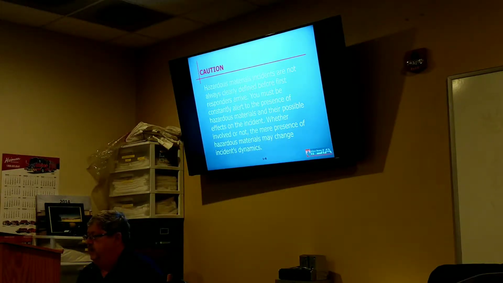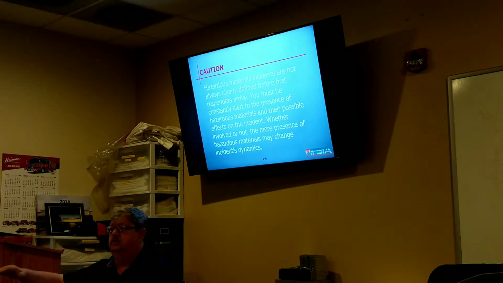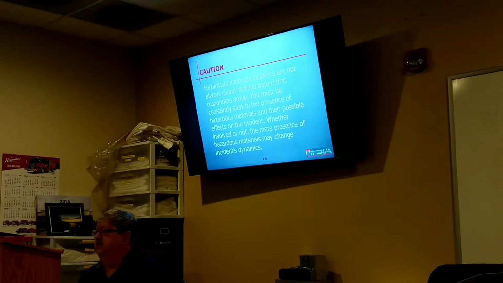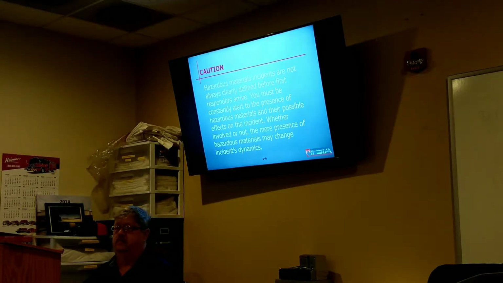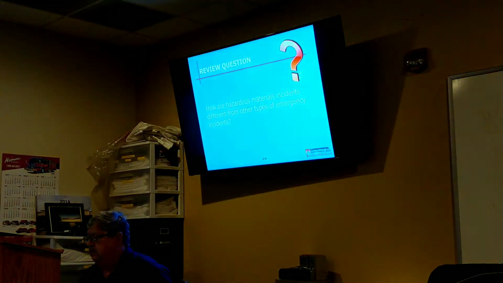Whether involved or not, the mere presence of the hazardous material may change the incident's dynamics. If you have a hazmat incident, is it always going to stay the same all the way through? No. We don't know what that stuff's going to do, what the weather's going to do to it, anything like that. So this thing is constantly changing, and there's never going to be two the same. So just remember that we're always changing, so we always have to change our plan, our strategy.